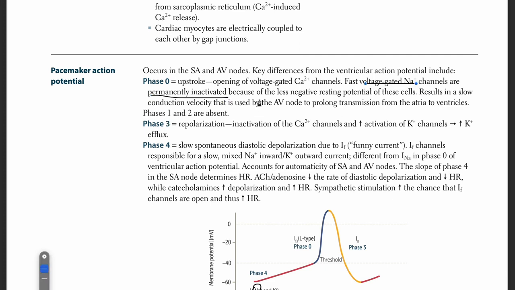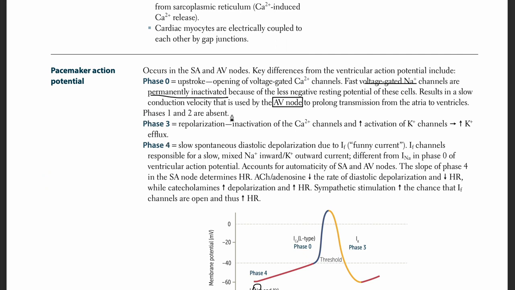We'll talk about it later. Because of the less negative resting potential of these cells, it results in a slow conduction velocity that is used by the AV node to prolong transmission from the atria to the ventricle. So that's why the AV node conducts electricity at a slower pace than the SA node. We'll do that later, but just remember that phase 0 is about calcium.